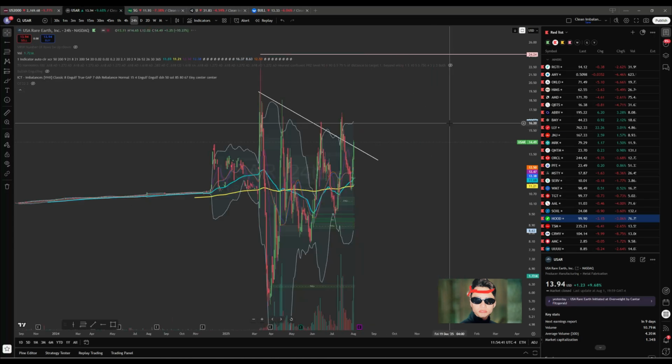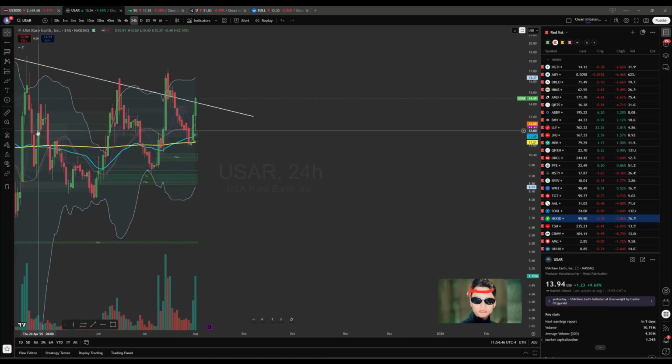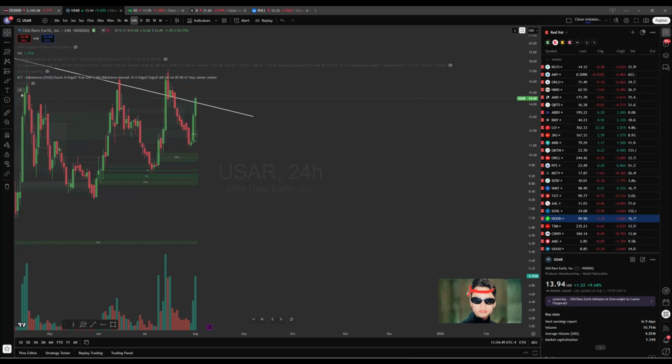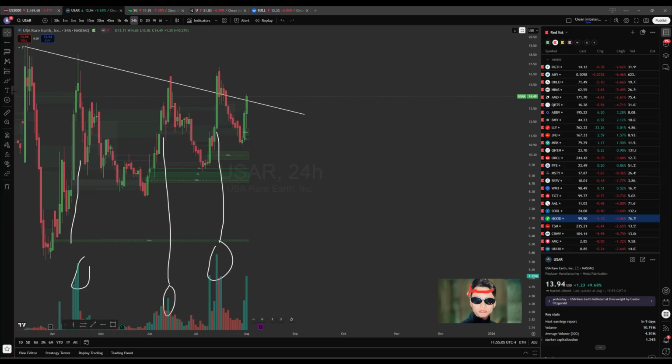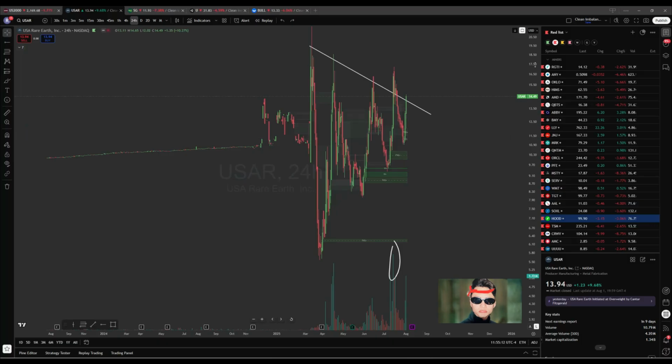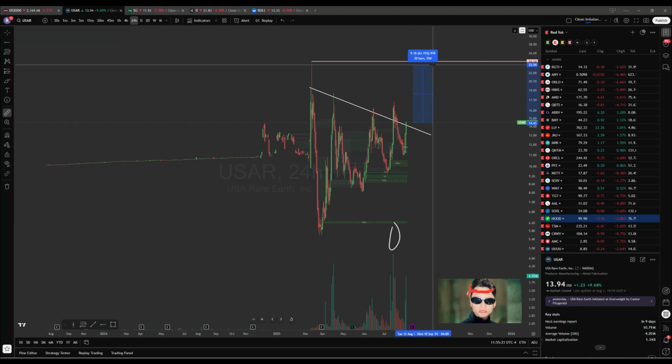Let's see USAR. This is another materials company. Look at the volume. Every single move up it has comes with volume. Look at this. Here, this three. So you're getting volume on the lows. That's a good sign. So we just break out, target that all-time high before targeting higher. That would be a 60% move.